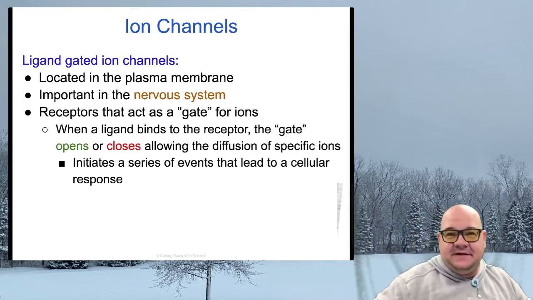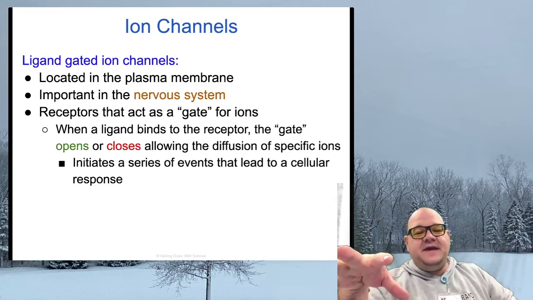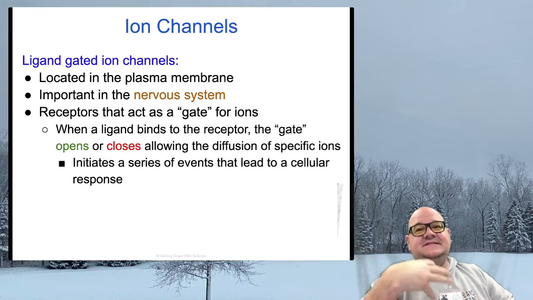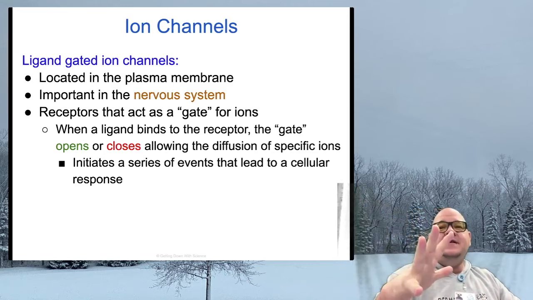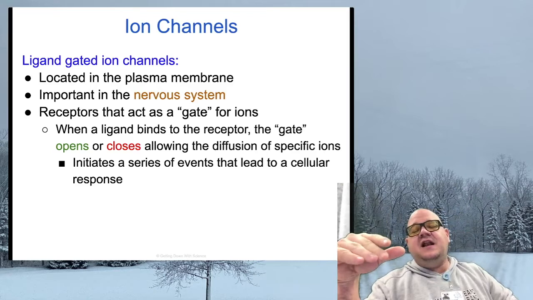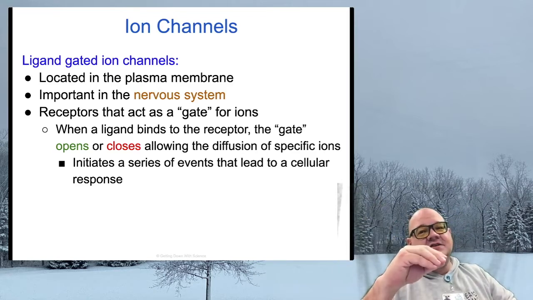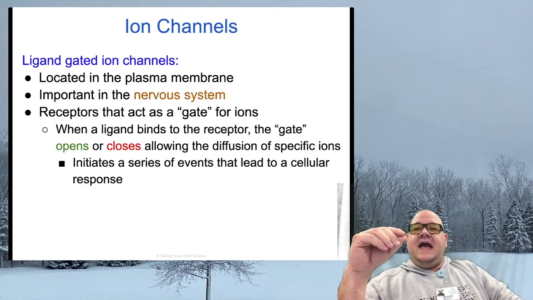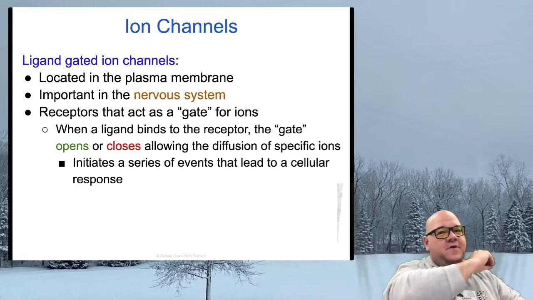So what's happening? Receptors are going to be gates for ions. When the signaling ligand binds to the gate, it's going to either open or close, which is going to allow very quick diffusion of very specific ions, usually potassium and sodium. And these are really neat because once they get set off, they really take off.